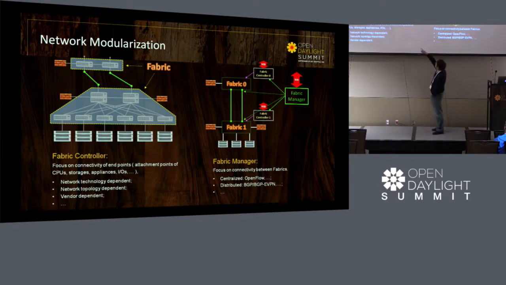So each fabric has its fabric controller. It's focused on the connectivity of the NI. Between these fabric controllers, we have a fabric manager, which is used to create connections between these fabrics. It does a very simple job. It could be centralized or distributed. If you use distributed, the common case is to use BGP VPN to connect all the fabrics together.